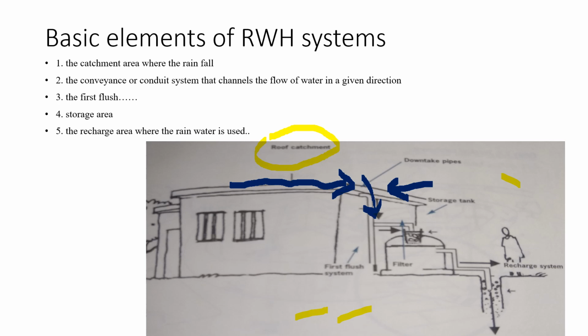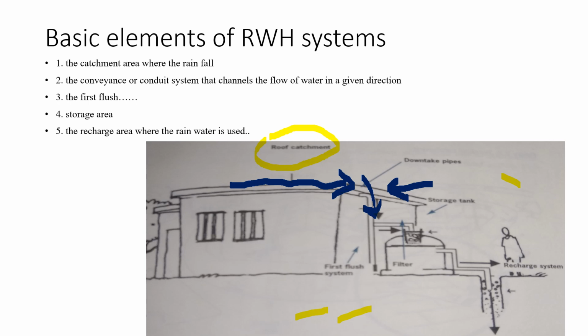Now the third point is the first flush. You know what is first flush? It is a valve that ensures that runoff from the first spill of rain is flushed out and does not enter the system and the filter system.